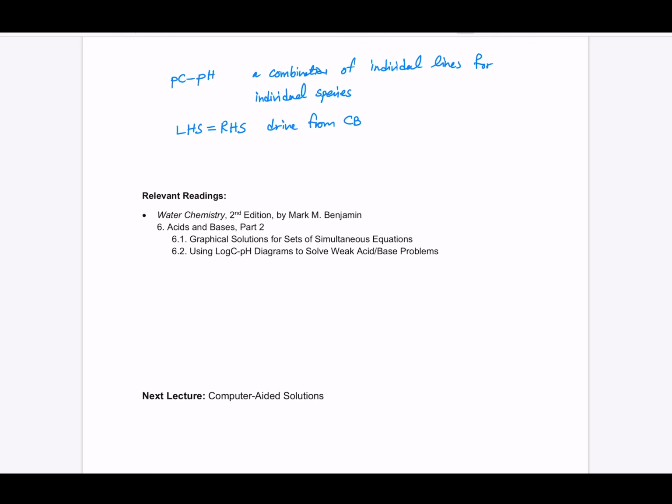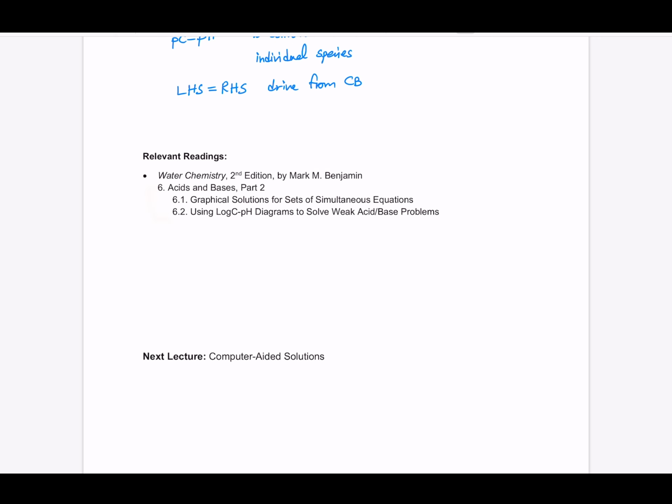For more readings, I refer you to these chapters in the book. More examples are provided. And in the next lecture, we're going to talk about computer-aided solutions. So another way to look at the speciation, what we were targeting in the previous lecture, this lecture, and also the following lecture: what would be the concentration or the contribution of each species at different pH? Or if we want to change the pH from one value to another value, how much of a particular substance we need to add to the system. So, yeah, thank you so much and have a good one.